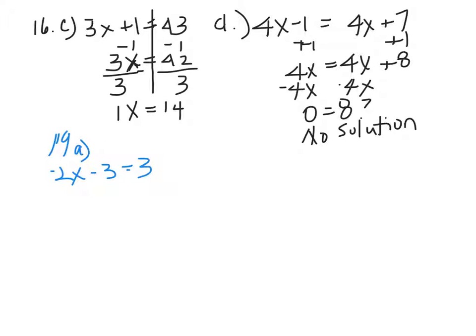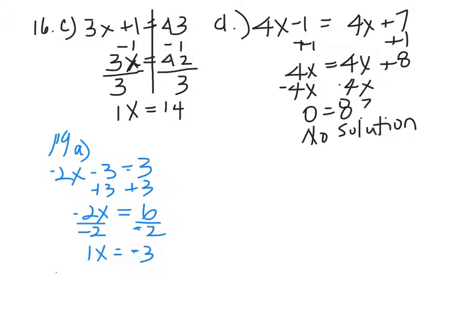Same idea. Numbers on one side, letters on another. I'm going to add 3 to each side. That gets rid of that negative 3 over here where my x's are, and I get negative 2x equals 6. Now, I got my letters on one side and my numbers on another, and I just have to get rid of that negative 2 in front of x. To do that, I divide by negative 2. A negative divided by a negative is a positive. Positive divided by a negative is a negative. x equals negative 3.